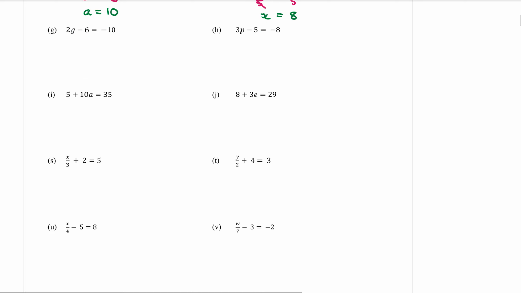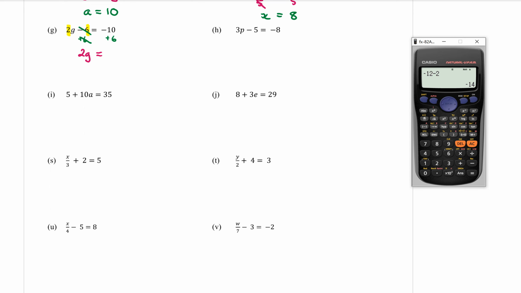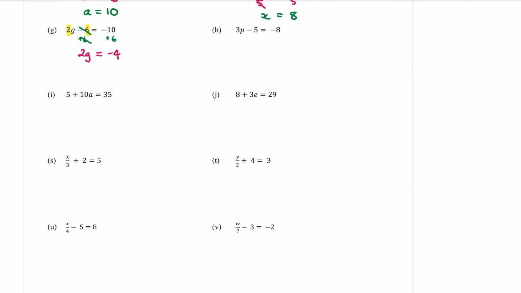For G, we have got 2 times by g, then we subtract 6. So opposite direction, we want to get rid of the 6 first. So I'm going to plus 6 to both sides. So that leaves 2g and negative 10 plus 6. Be careful with your negative numbers. Negative 10 plus 6, negative 4. Then I want to get rid of that 2. So it's multiplied. I need to divide by 2.